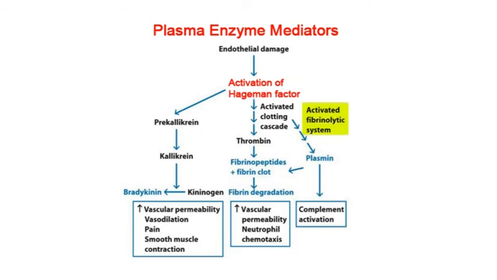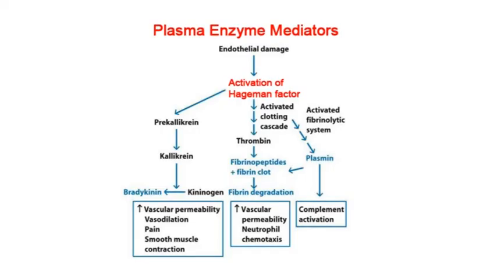Fibrin clots are further removed from the injured tissue by the fibrinolytic system. In the final step of the fibrinolytic pathway, plasminogen is converted to plasmin, a potent proteolytic enzyme. Plasmin degrades fibrin clot into products which act as chemotactic agents for neutrophils. Plasmin also activates the classical pathway of complement and thus contributes to the inflammatory response.